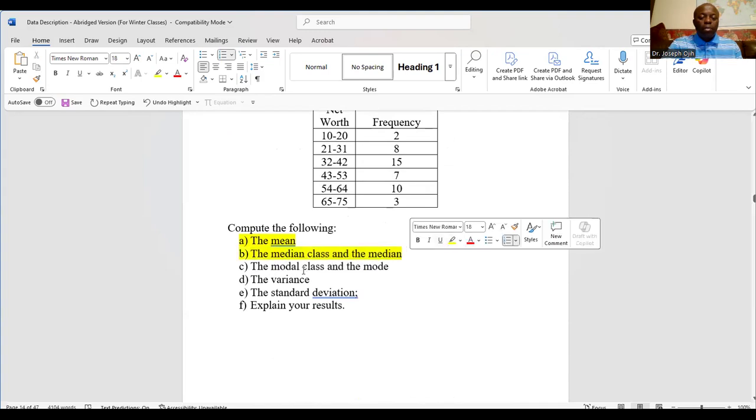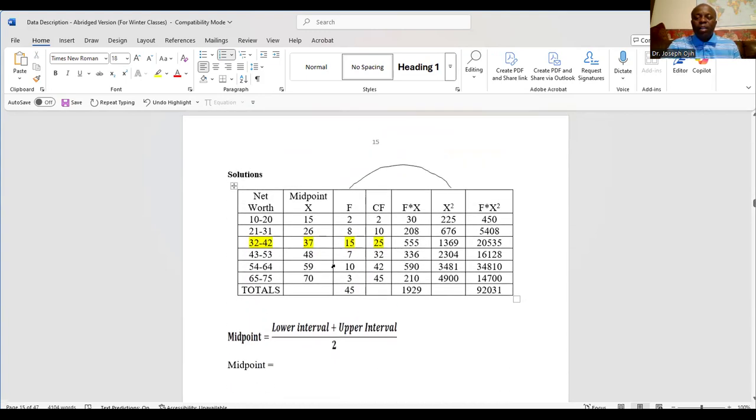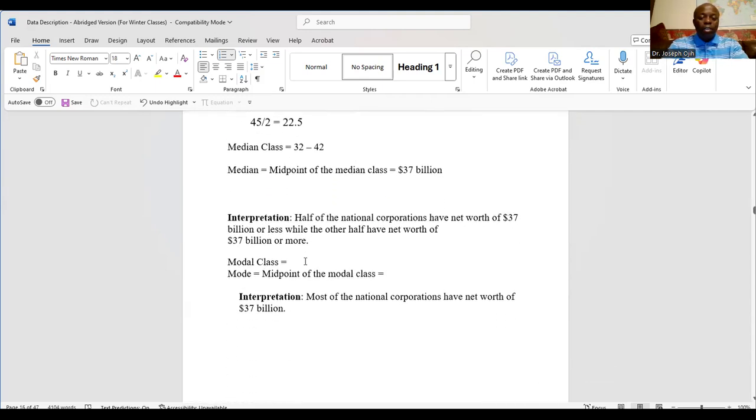Now let's look at the mode, the modal class and the mode. The modal class is the class that has the highest frequency. When you look at it, you see that this class has a frequency of 20, which is the highest frequency. So it's this class that is the modal class, 32 to 42. Now note that this is a coincidence. It is not always the case that the median class and the modal class are the same. So this is just a lucky coincidence.